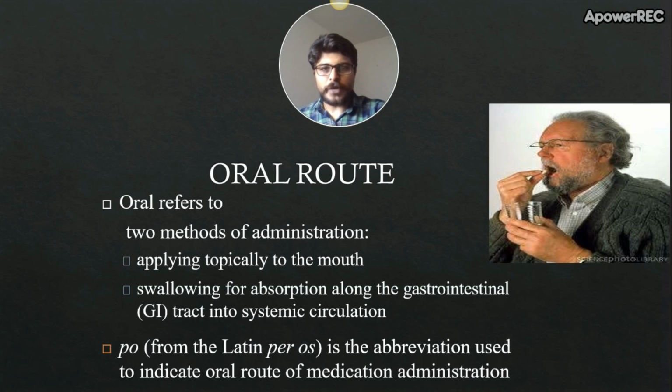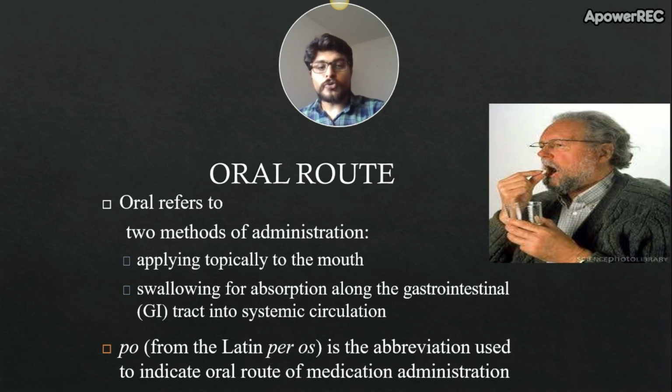The very first is applying topically to the mouth. So let's say ointment, we are applying ointment in the mouth, that is also the oral route, right? Or second is swallowing for absorption along the gastrointestinal tract into the systemic circulation. So that is the tablets or capsules or suspension solutions we are taking through our mouth. Now, these chemicals will reach our GI tract, ultimately the stomach and intestine, and from there it is absorbed.